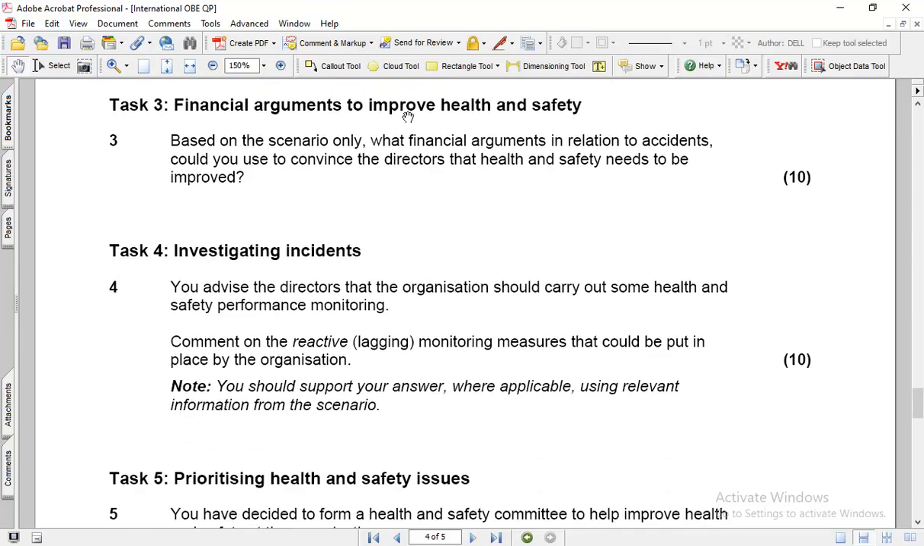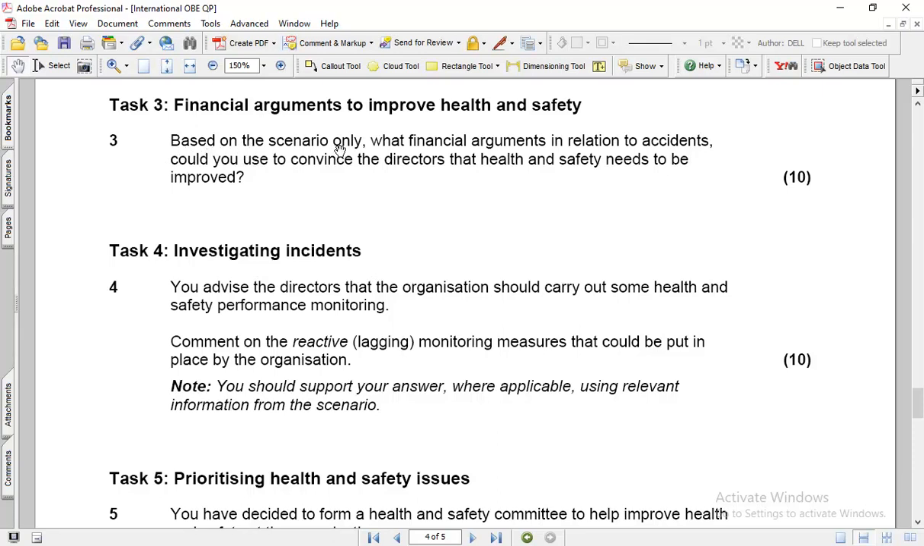Task 3, financial arguments to improve health and safety based on the scenario only. What financial arguments in relation to accidents could you use to convince the directors that health and safety needs to be improved? As we have seen in the last paragraph, there were some arguments regarding the finance for the directors that they should manage health and safety. Otherwise, they will face the financial loss because of the accidents that happen in the bakery.